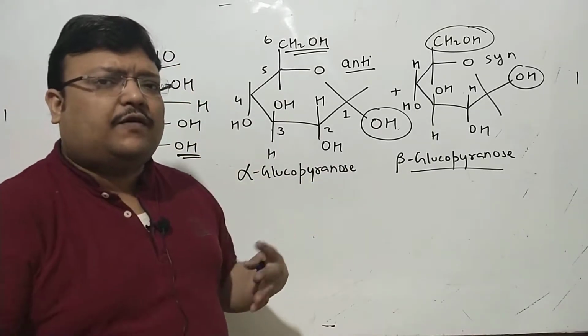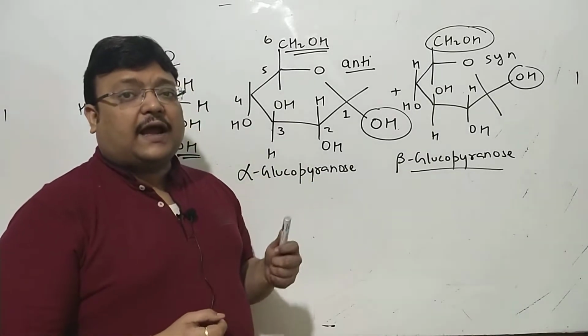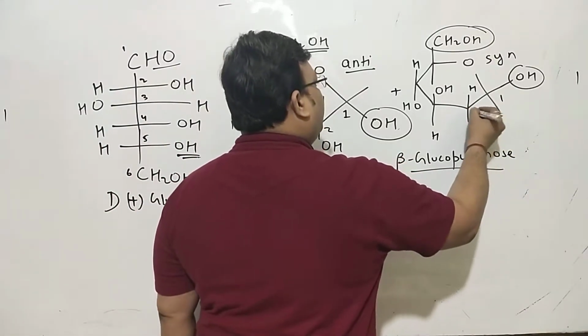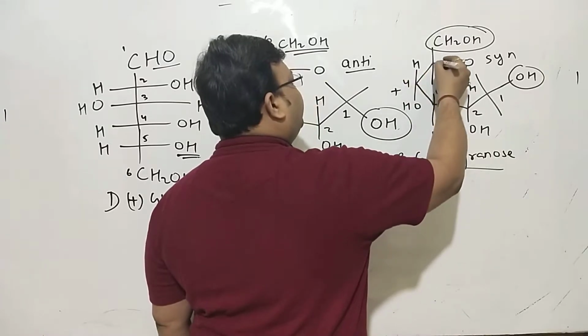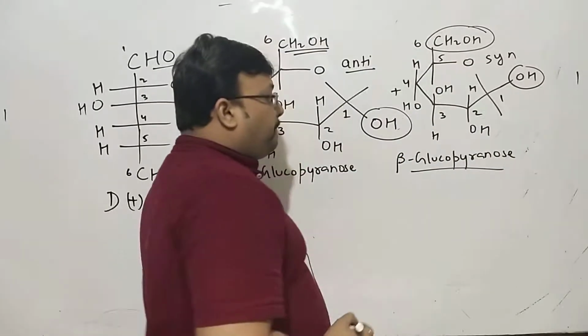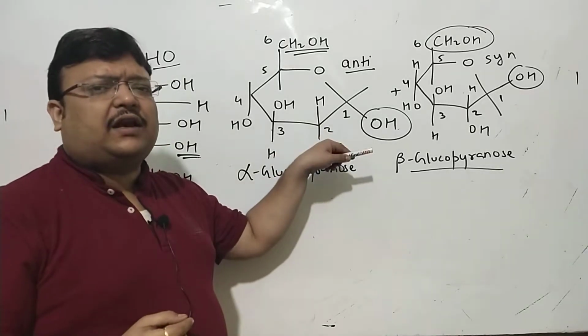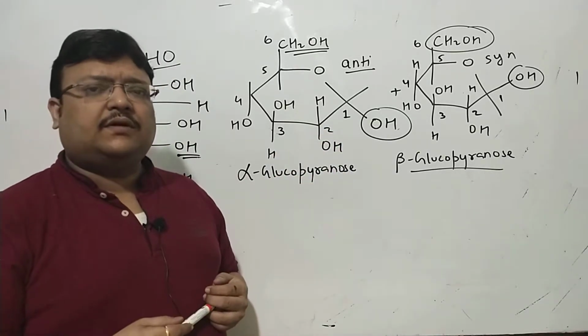We learned the phenomenon of mutarotation. They were called anomers because they differed only at one carbon, which is carbon 1. And naturally they were 6-membered rings, so the name pyranose. We called them anomers. They were two cyclic forms of the same compound.